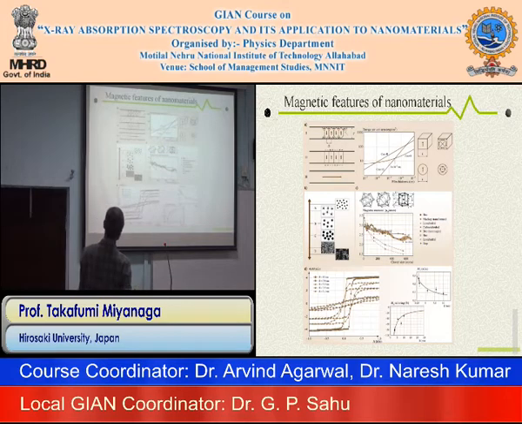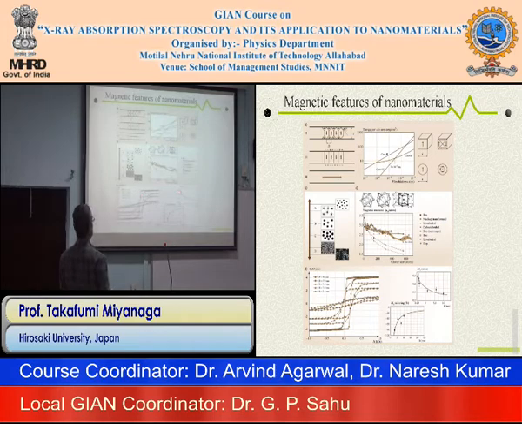So here is a magnetic hysteresis curve of some nanoparticles. For larger particles, in this case a diameter of 10 nanometers, it shows the very normal hysteresis curve with high magnetization and small coercivity. And as the particle size becomes smaller and smaller, the magnetization becomes smaller and the coercivity becomes larger.